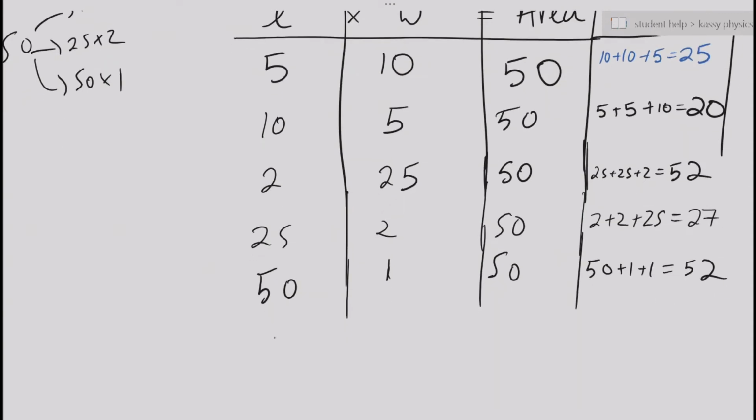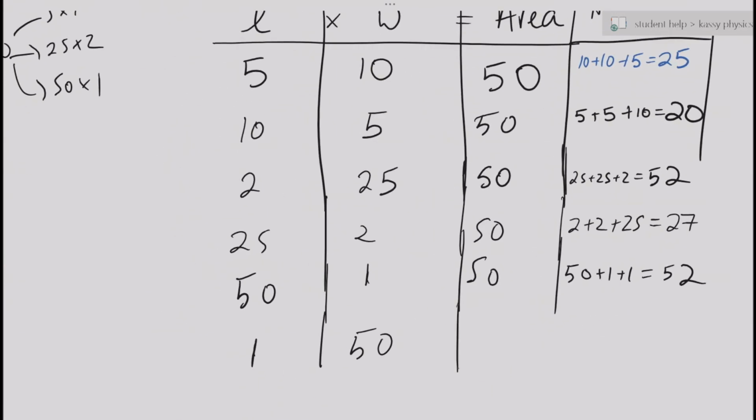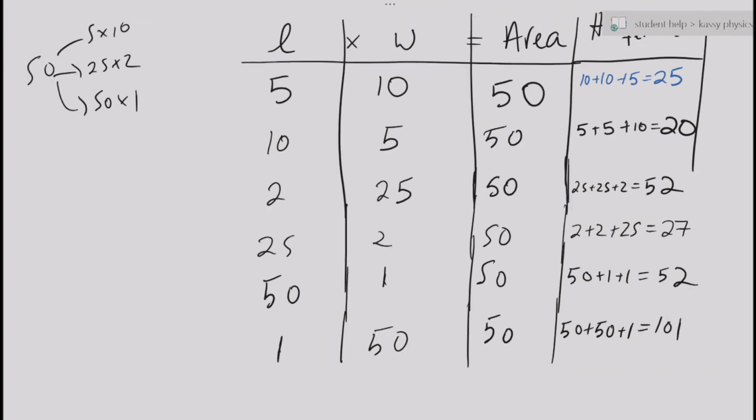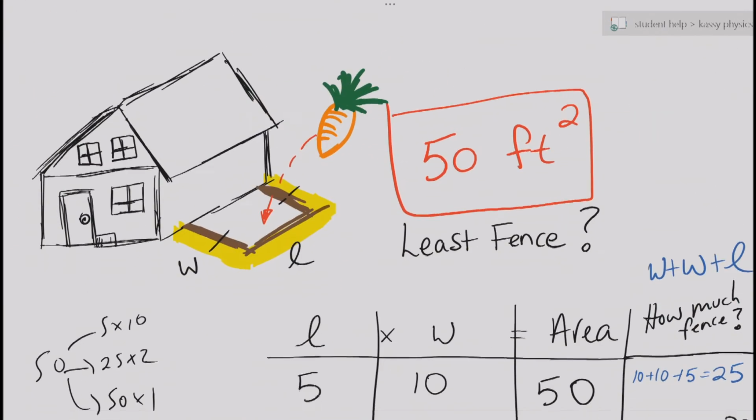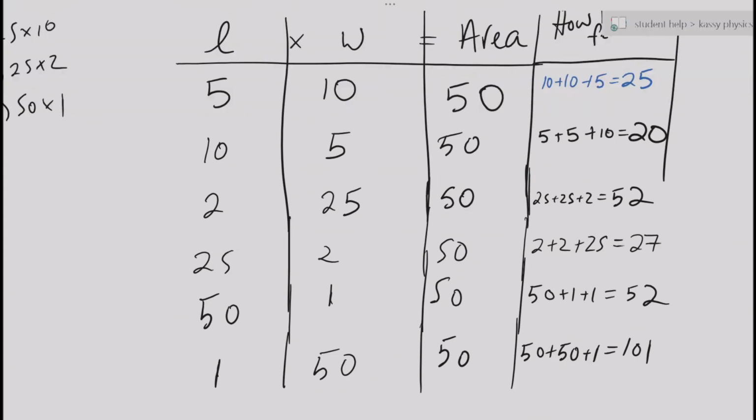We could make it 1 foot long and 50 feet wide. You can imagine if that's the wide, that's going to be one goofy looking garden. But that would work too. But now it would have to be 50 on one side, 50 on the other, and 1 foot to close it in. That'd be 101 feet. And when you put all these options in here, these are the only ones that use nice whole numbers.